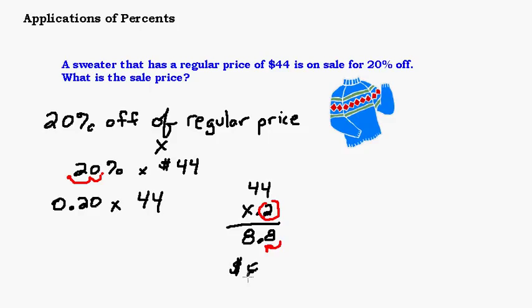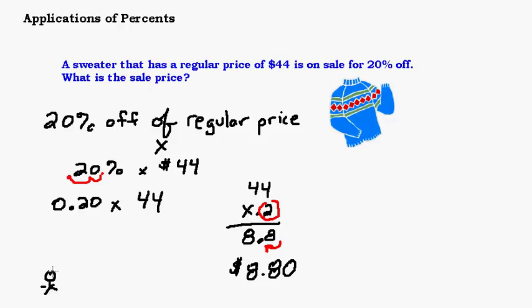Now with any of these percent problems, you should look at your answer and ask yourself, does that make sense? So I've got $8.80. Now notice I put a 0 back on there because I'm talking about money. My answer is 8.8, but I'm asking how much do I save, and in money that's $8.80. So depending on the application, you may want to add a 0 in this case to represent 80 cents. Now does that make sense? $8.80. $44 sweater on sale, 20% off. Does it make sense we'd save about $8.80? That seems pretty reasonable.